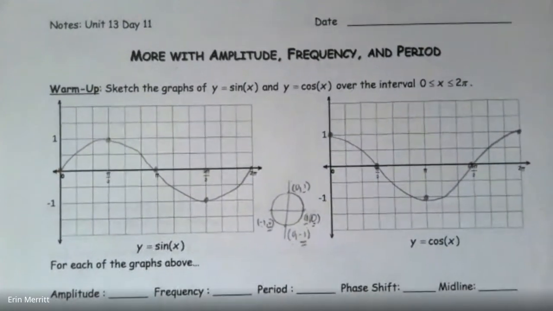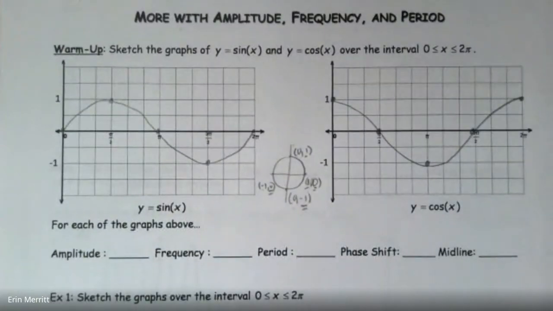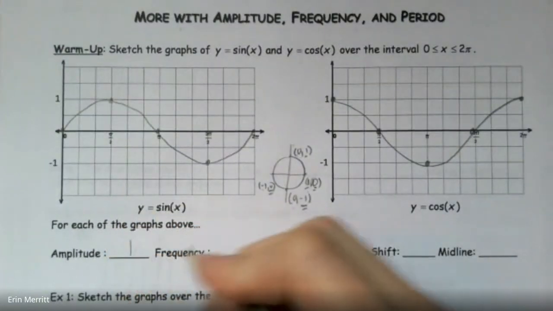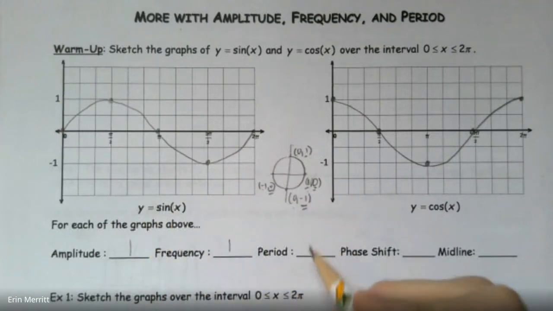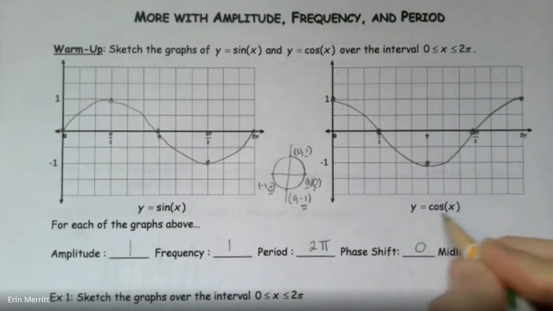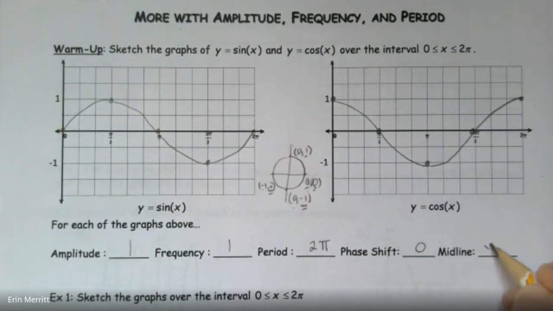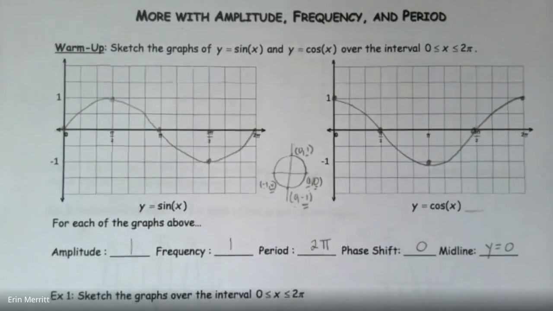For the parent functions, because that's what these are, the most basic sine and cosine, the amplitude and frequency are both 1, because there's a 1 here and a 1 here. The period is that you see one cycle from 0 to 2 pi. The phase shift is 0 because it's not shifted left or right. And the midline is y equals 0 because there's nothing added to the end. Okay?